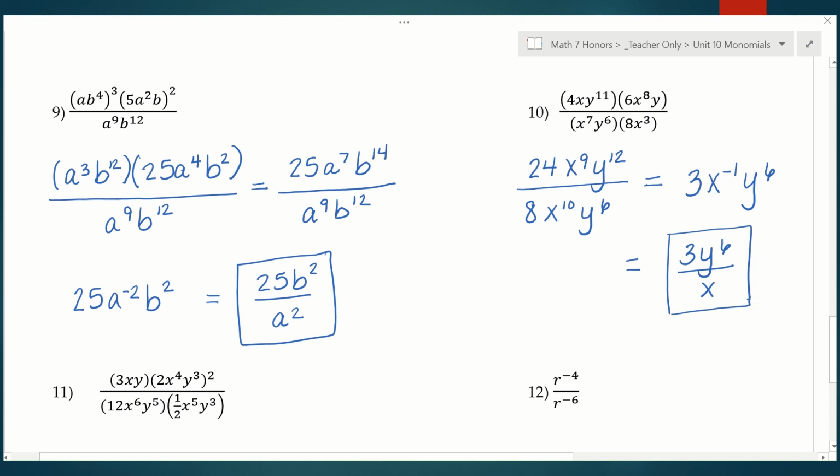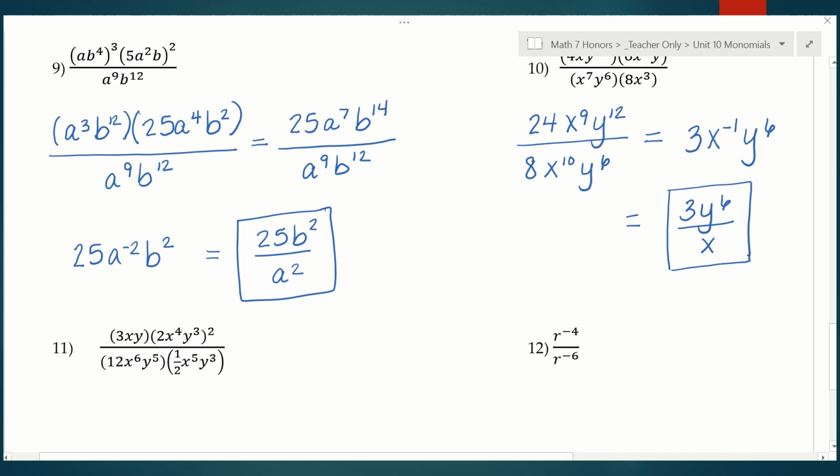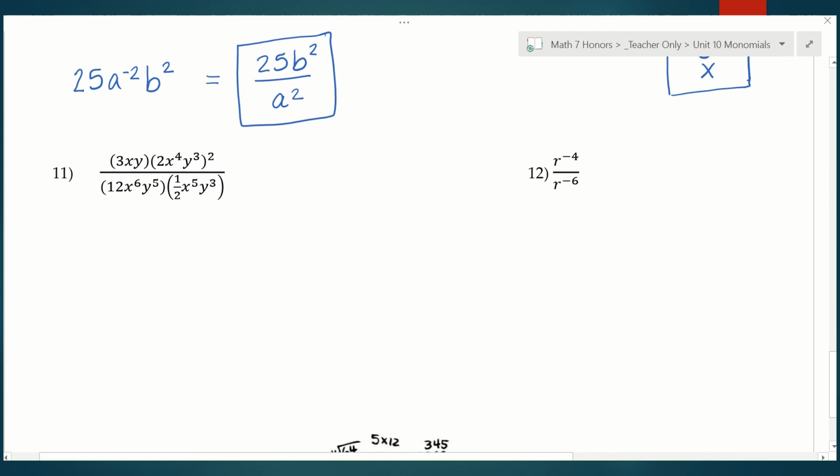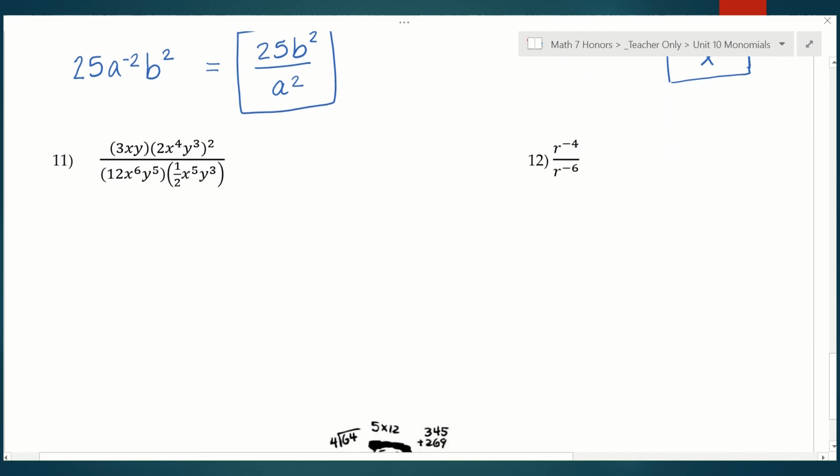Okay, so hopefully you're seeing just working step by step makes it a lot more manageable. All right, so we're almost there. Number 11. Let's go ahead and start by simplifying that power that we have, that 2x to the 4th, y to the 3rd squared. So I'm going to do a little rewriting here. Bring down your 3xy. When I square that monomial, I'm going to get 4x to the 8th, y to the 6th.